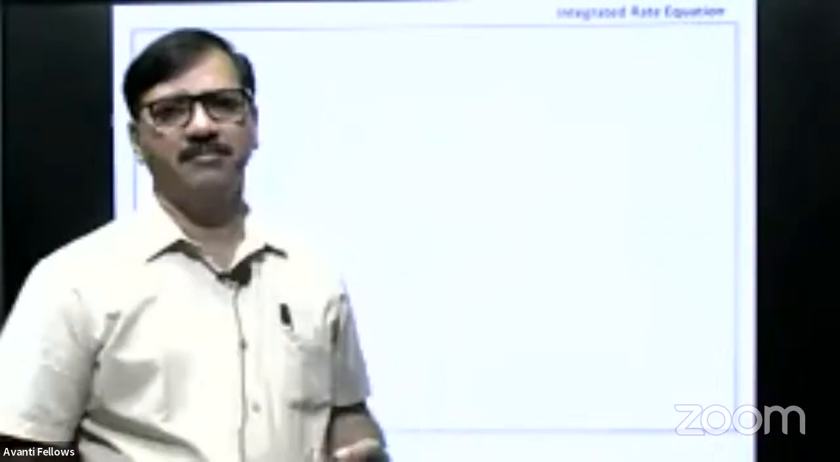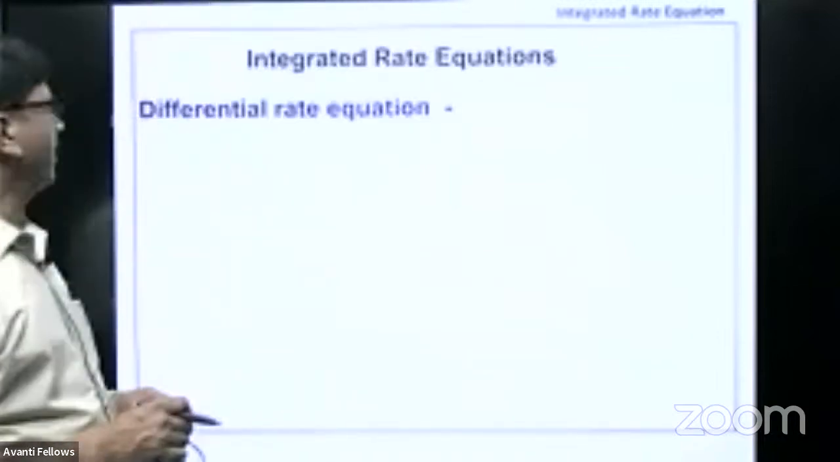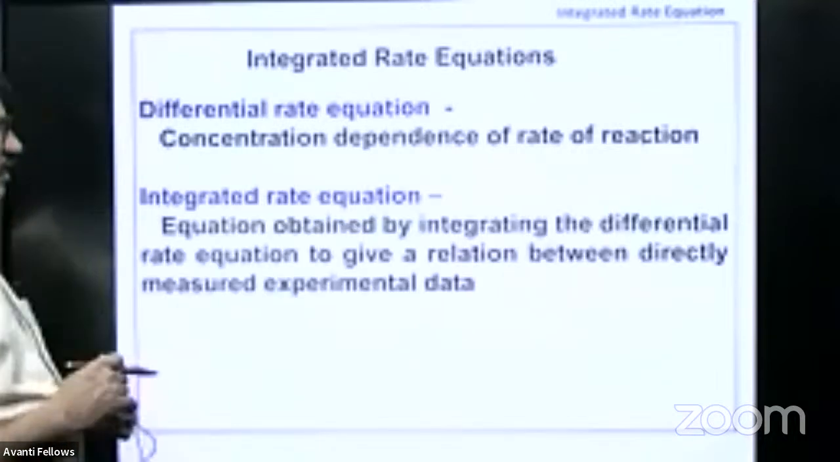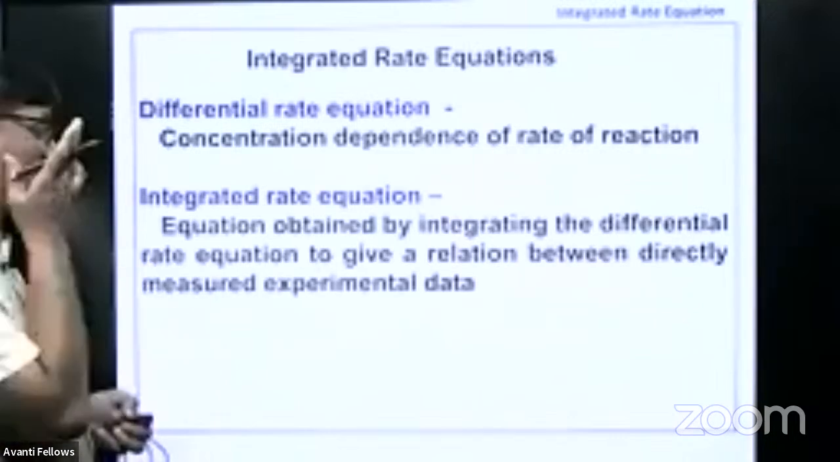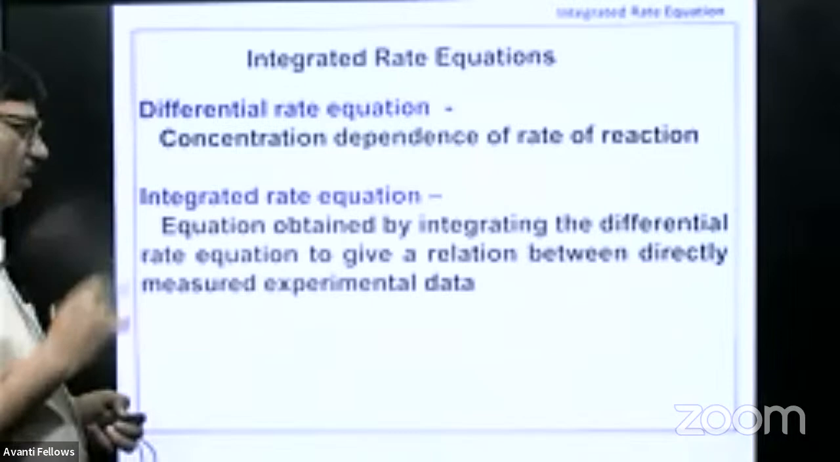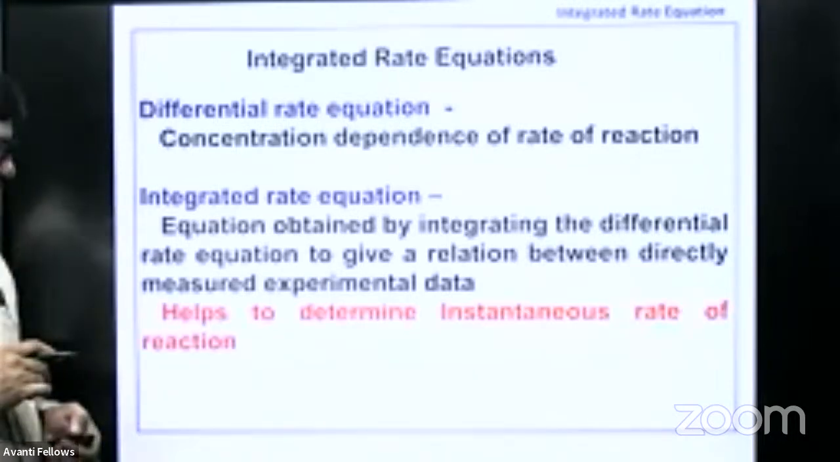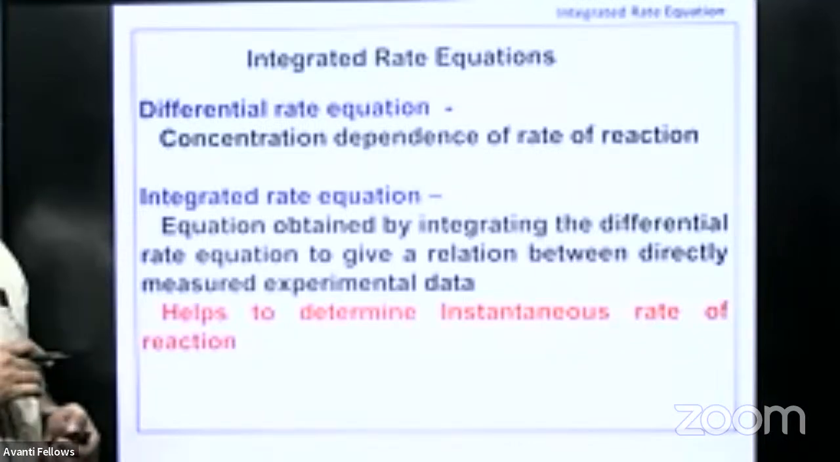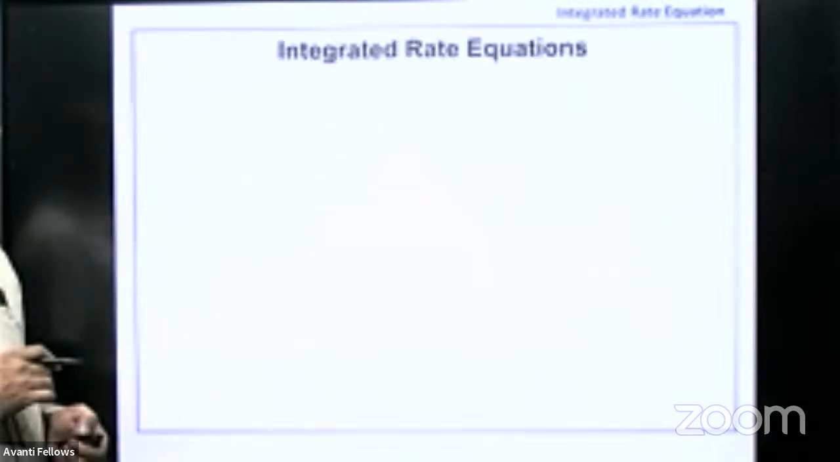Why are integrated rate expressions essential? Because the way that we determine the rate graphically is not accurate. By doing some mathematical integration, we can calculate the rate of the reaction accurately. The integrated rate equation is obtained by integrating the differential rate equation to give the relationship between directly measured experimental data. It helps in determining the instantaneous rate of the reaction.